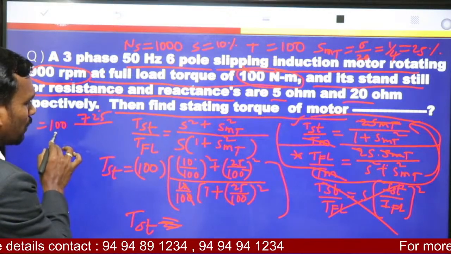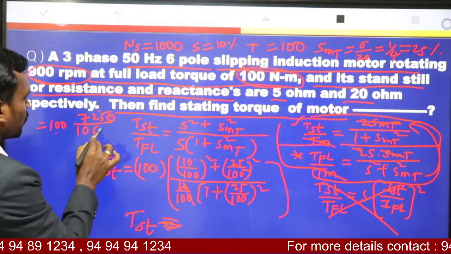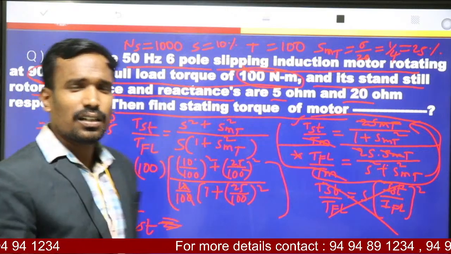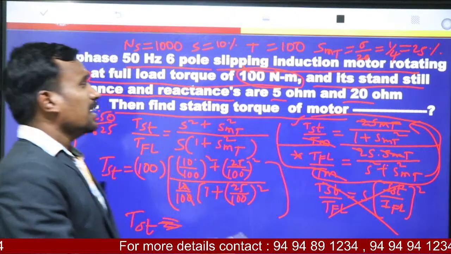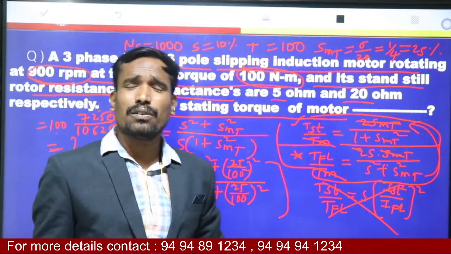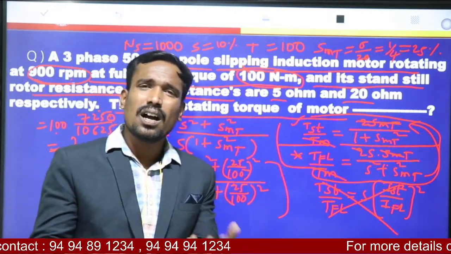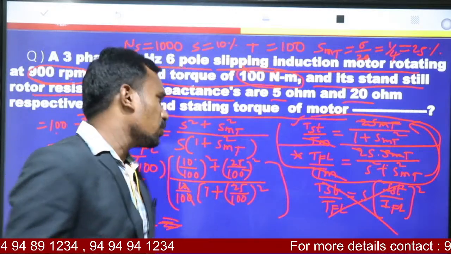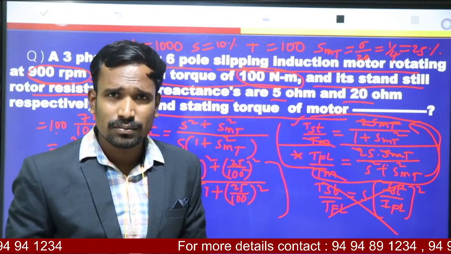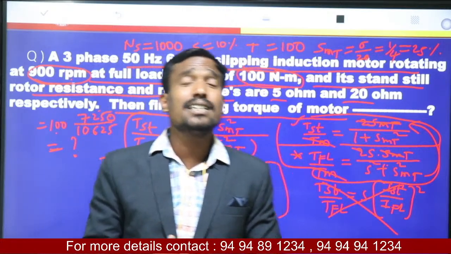This 0 also came here. Now you have to calculate 10,625, then you will get the answer for the starting torque. Here the thing is that you first have to derive the starting torque to full load torque formula from these. Then you can get the answer simply by substitution and simplification. These questions are time consuming, but we can solve them easily.